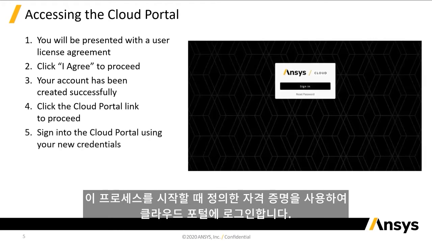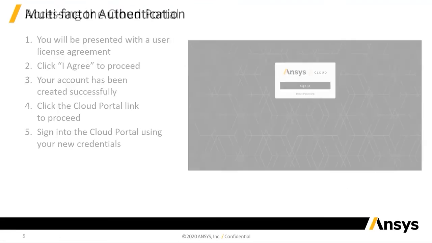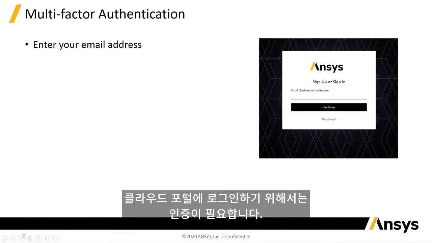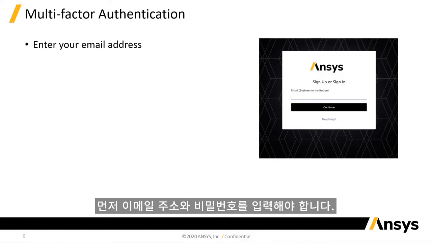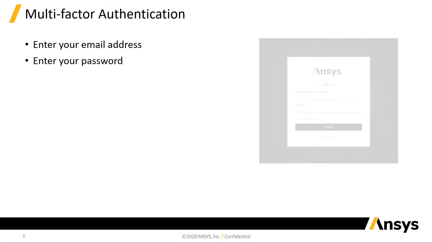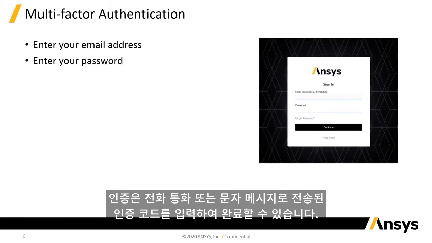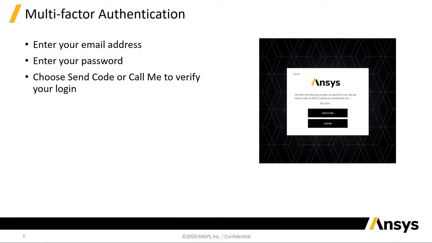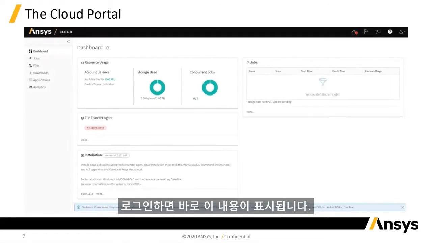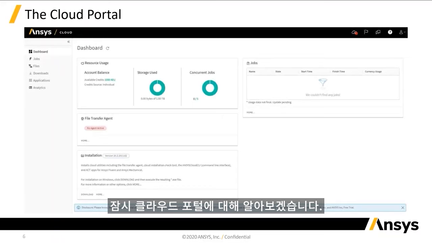Sign into the cloud portal using the credentials you defined at the start of this process. The cloud portal login now requires multi-factor authentication. You'll first need to enter your email address, followed by your password. The multi-factor authentication can be completed with a phone call or with a verification code sent in a text message. This is what you will see once you log in. Let's take a minute to get acquainted with the cloud portal.